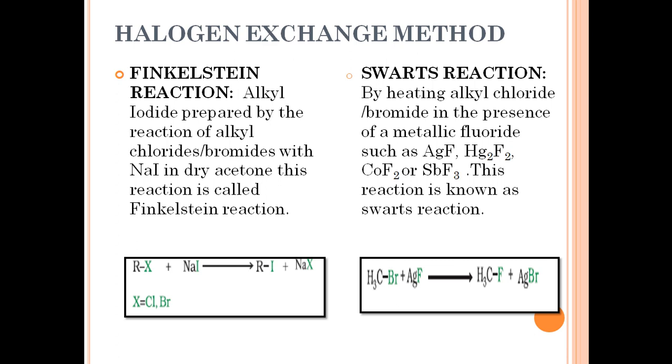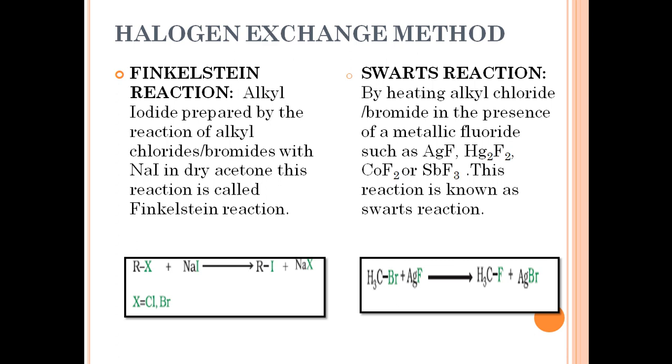Halogen exchange method. Here we see two name reactions. Finkelstein reaction. In this reaction, alkyl iodide is prepared by the reaction of alkyl chloride or bromide with sodium iodide in dry acetone, and this reaction is known as Finkelstein reaction. RX plus NaI gives RI plus NaX. Here X is chlorine or bromine.